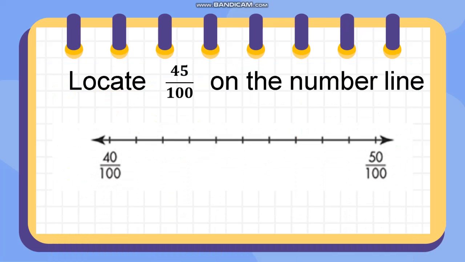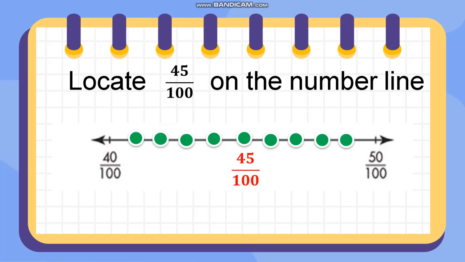Now, let's locate 45/100 on the number line. So this is the number line. As you can see here, it started from 40/100. After that, it should be 41, 42, 43, 44, 45, 46, 47, 48, 49, 50. So where is 45? 41, 42, 43, 44, 45. So this is now your answer. This is the plotted point of 45/100 on the number line.